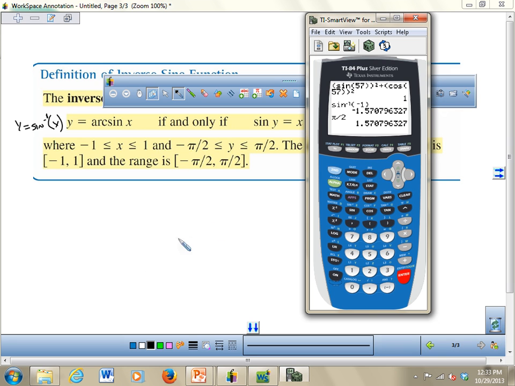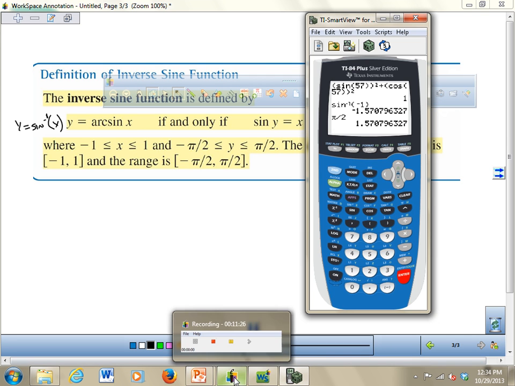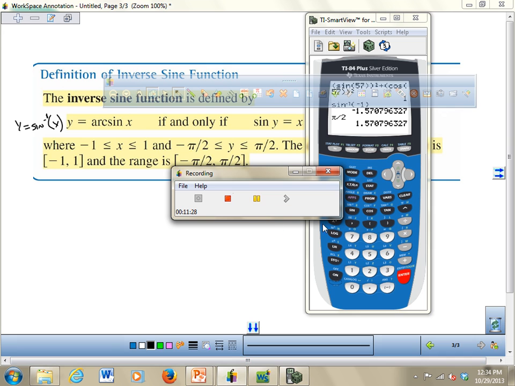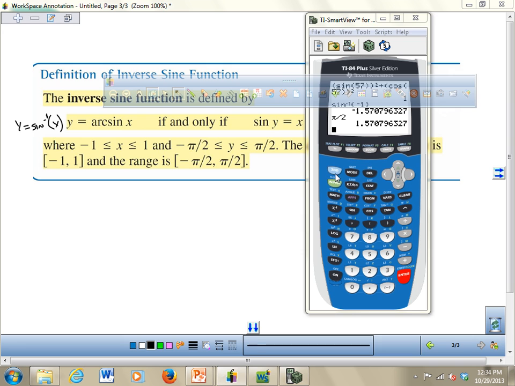What if I tried to do inverse sine of -3? What would I get out? It doesn't work. Why not? Why doesn't this work? Look what happens if I try to do inverse sine of 3.